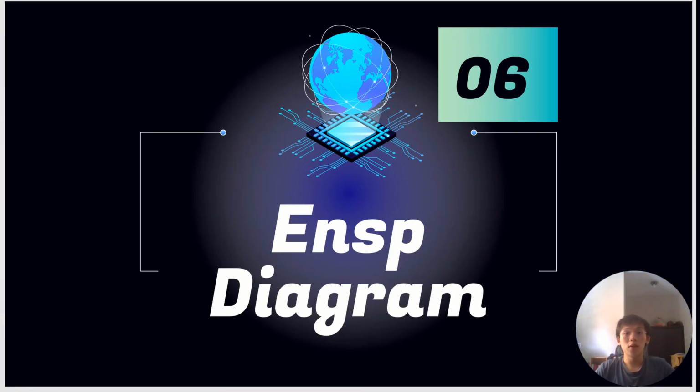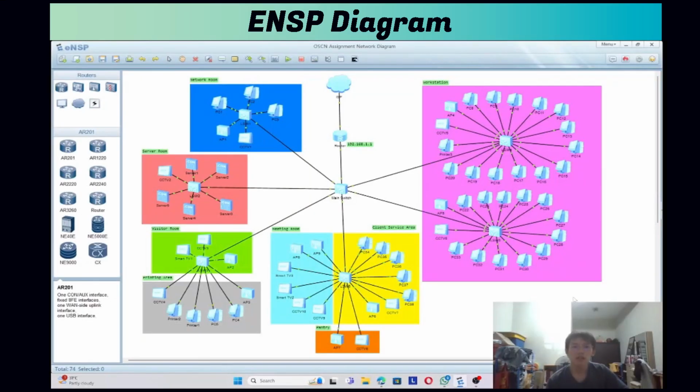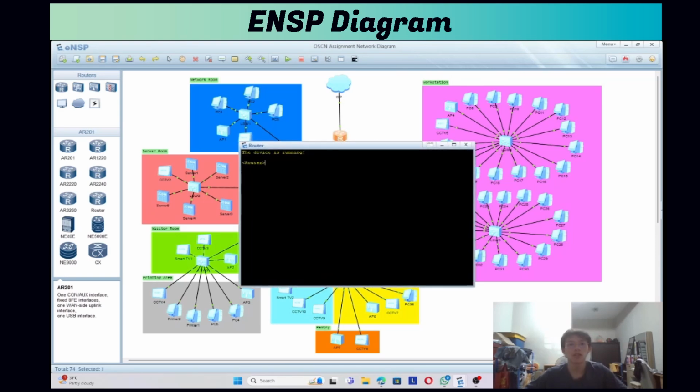So now I'll be doing the explanation and also the demonstration of our ENSP network diagram. Here, this is the design of our network diagram. It consists of 8 different areas. First, we will be moving into the router, then system view, and we use the display saved-configuration command to see what we have configured on this device.